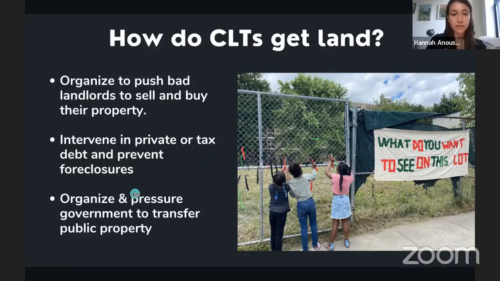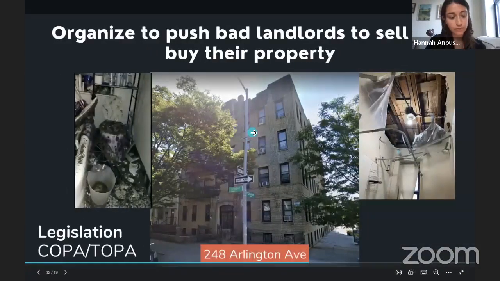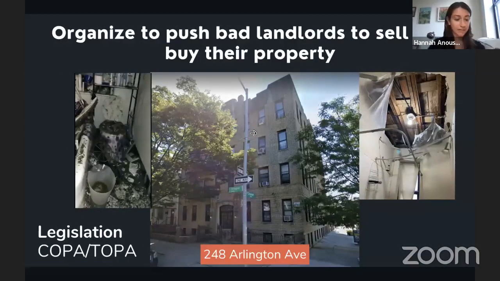And so we're going to go through these strategies in more detail, and we're going to talk about which piece of legislation supports each strategy. So Judith, go ahead. Oh, you're on mute, I think.